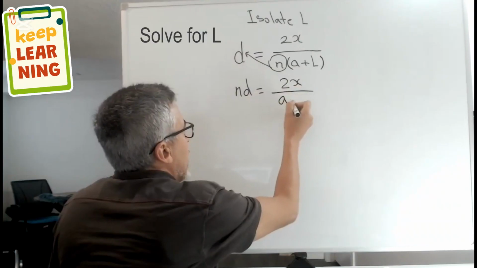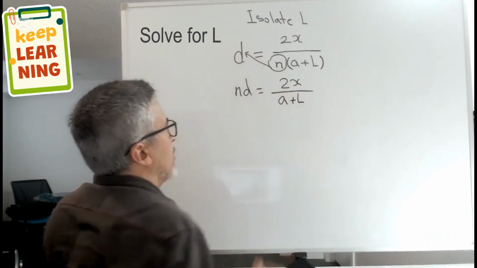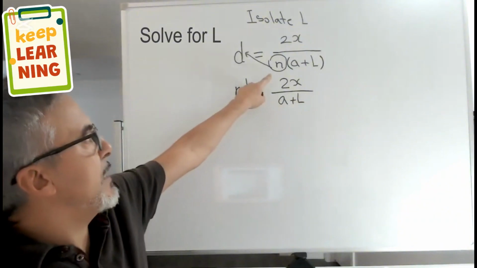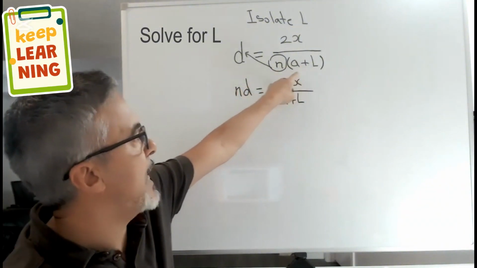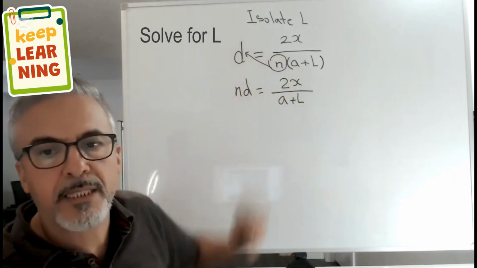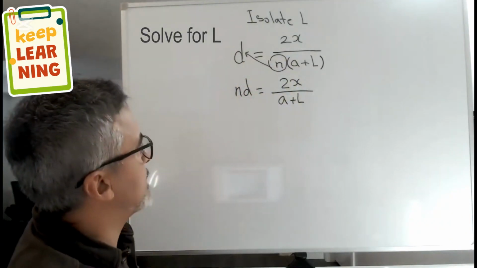over a plus L. We don't need the brackets anymore. The brackets were there just so that if we want to distribute the n inside, that's what the brackets were for. But since I cross multiplied it, I don't need the brackets anymore. Now what do we do next?